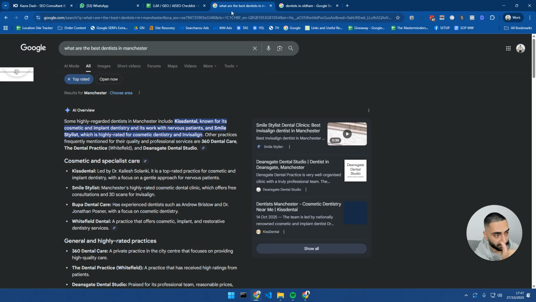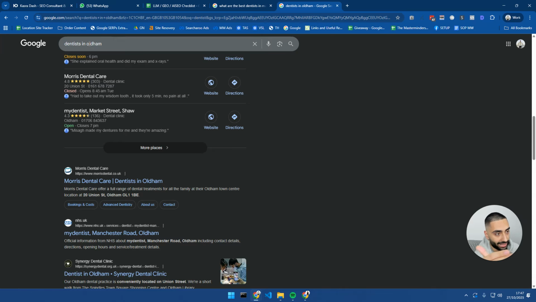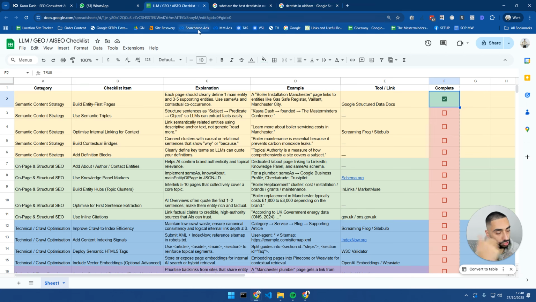Now, the reason why I've pulled this snippet up is because I was looking at a set of websites the other week, and this is dentists in Oldham. Now, this company here only has Rhodes Street Dental as the H1, as the page title of their website. If you wanted to rank for this specific area, especially in LLMs and AI overviews, you would want to make certain that you have Oldham within your page title, because although it's not SEO, a lot of LLM and GEO stuff still relies on you having a strong foundation when it comes to your SEO rankings.